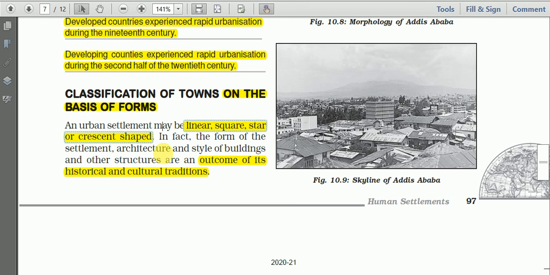And remember, the form of settlement, architecture, and the style of buildings and other structures are the outcome of its historical and cultural traditions. Any form of settlement, architecture, style of building, and other structures are the result of these historical and cultural traditions. Remember.